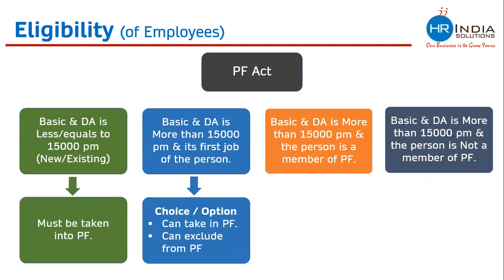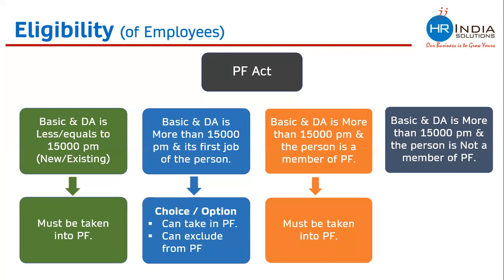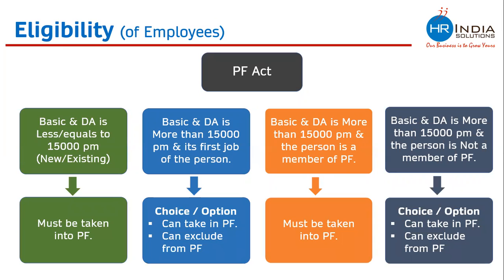The third case is basic and DA more than 15,000 and the person is a member of PF. As we discussed, there is no choice, not an advisable choice in fact, and the person needs to be taken into Provident Fund. In the fourth case, where the person's salary is more than 15,000 and he was never a member of PF, again there is a choice with the employer. I hope I am clear with the employee eligibility. There cannot be a fifth case.